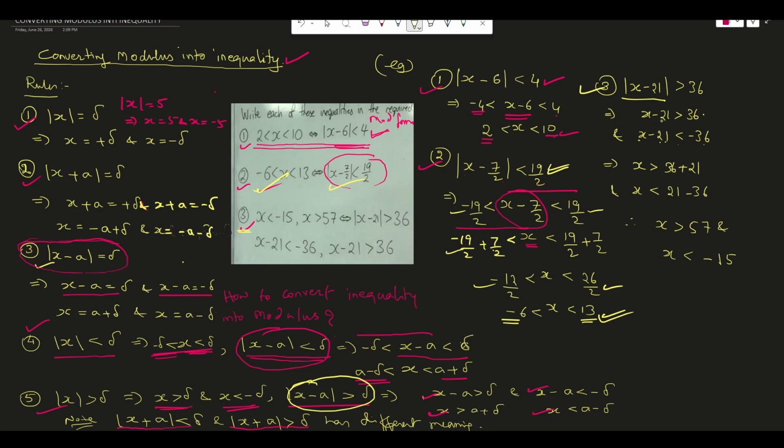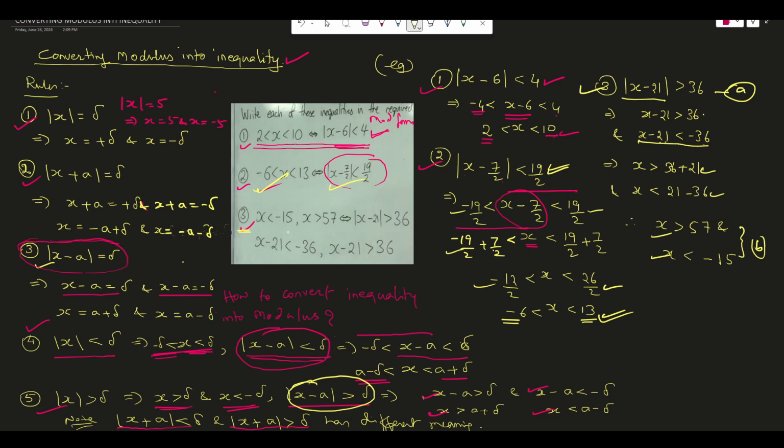Now we will make x the subject over here. So x will be greater than 36 plus 21, since minus 21 goes to the other side. And in this case, it will become x less than 21 minus 36. Okay. And this can be rewritten as x greater than 57, and this can be rewritten as x less than minus 15. So statement A and statement B are both equivalent. Okay. So that is what is written over here.